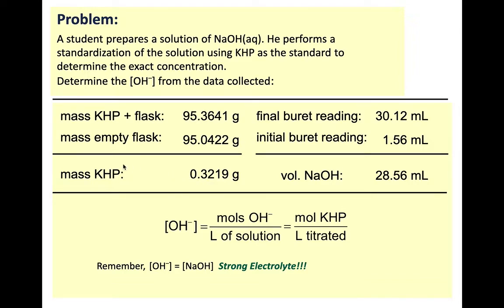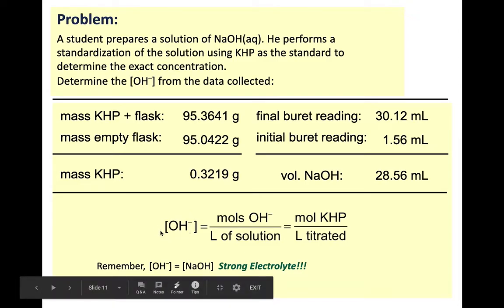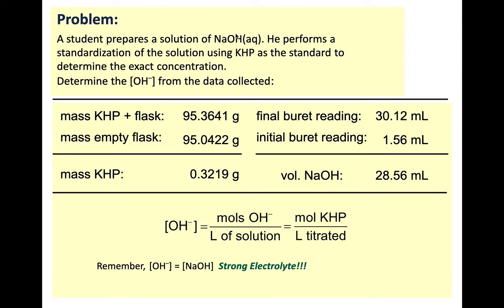So here's our next pieces of data. As I said, we do final minus initial in both these cases. We know the mass of KHP in our beaker, and we know the volume of sodium hydroxide added. And so our goal was to calculate the concentration of the hydroxide ion in the sodium hydroxide solution.